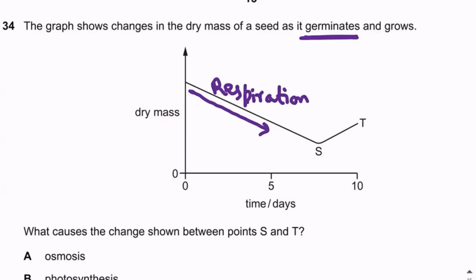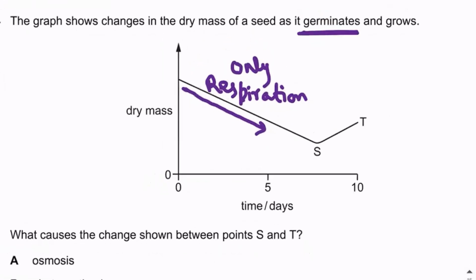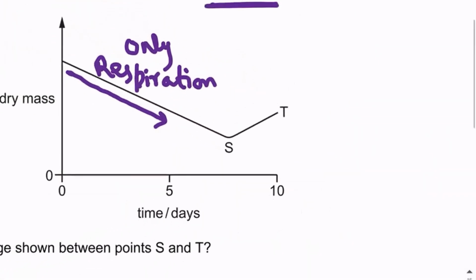So what happens is that the starch in the seed is broken down into glucose, and that glucose is broken down in respiration. So the seed is losing its dry mass because mass is converted into energy. What happens from S to T?